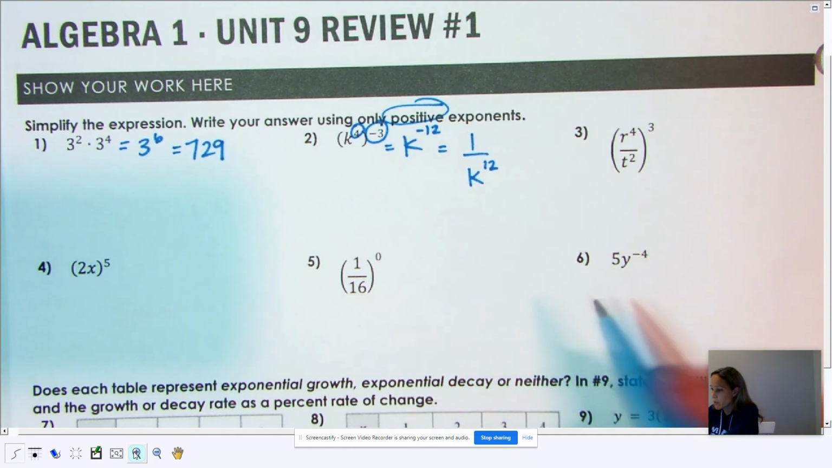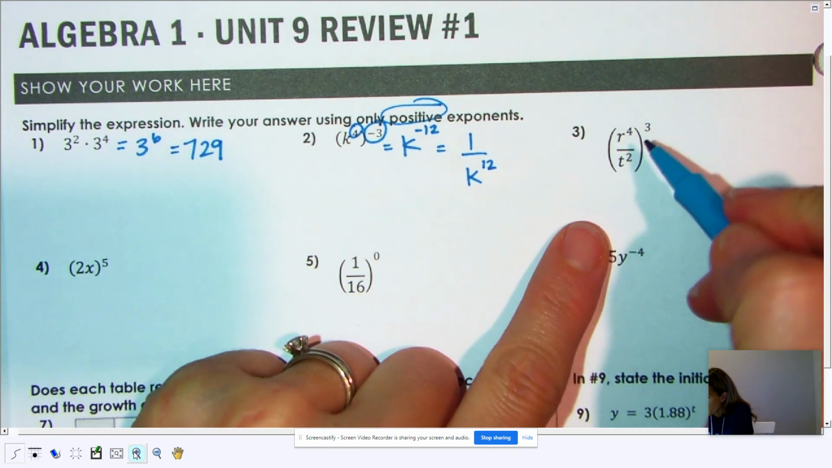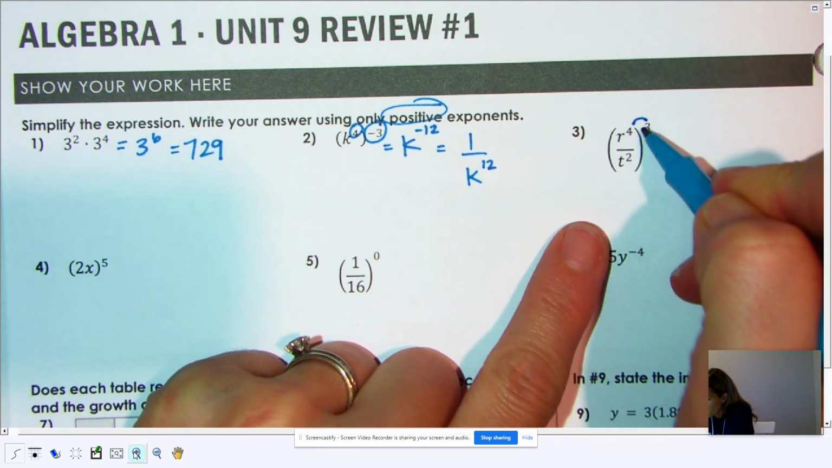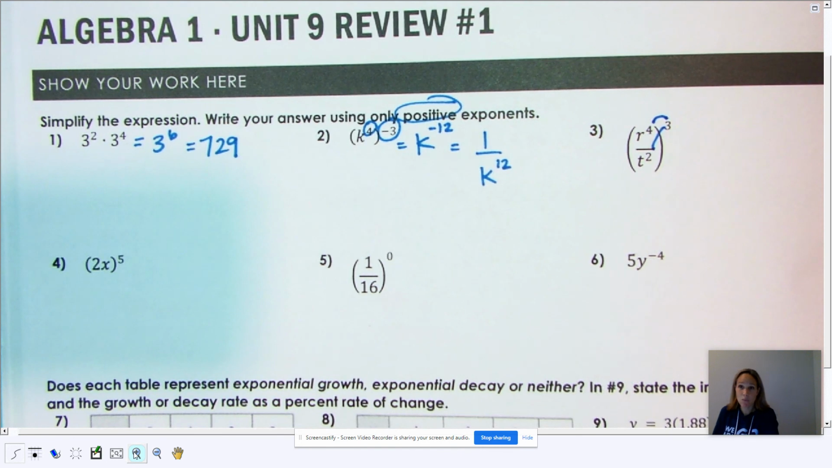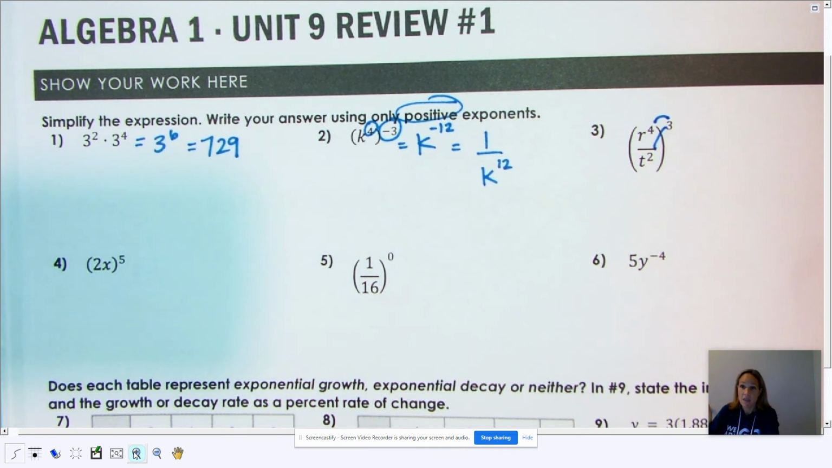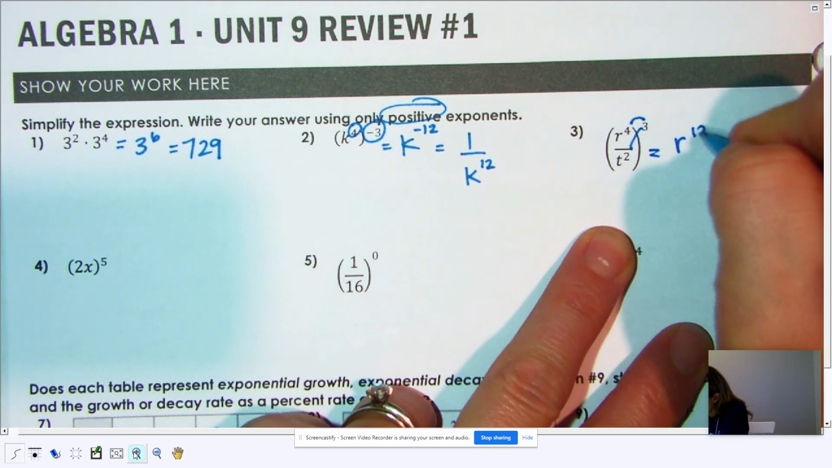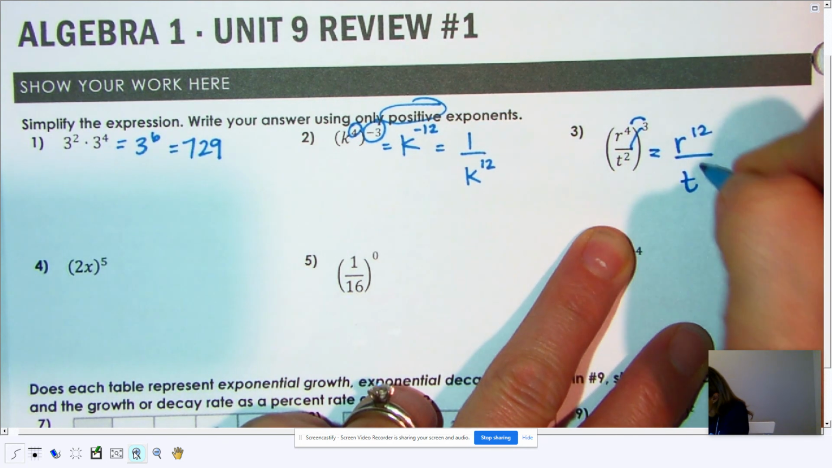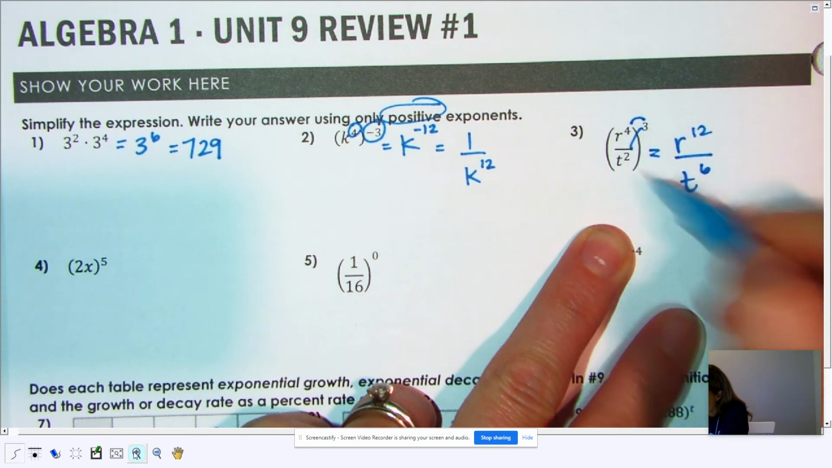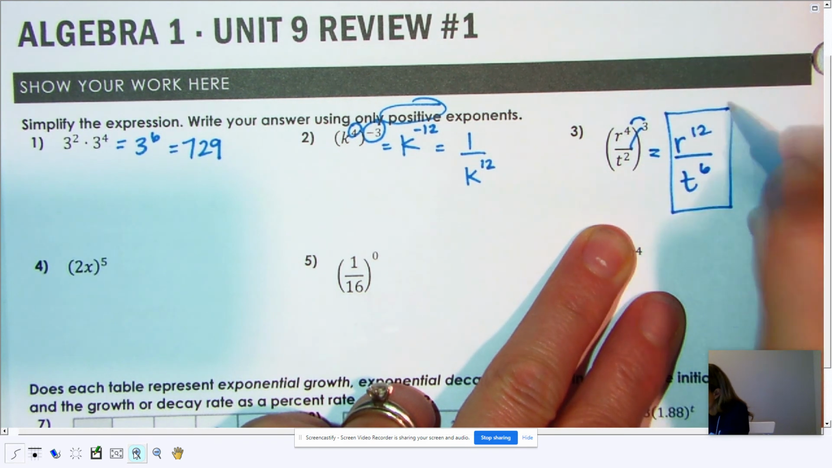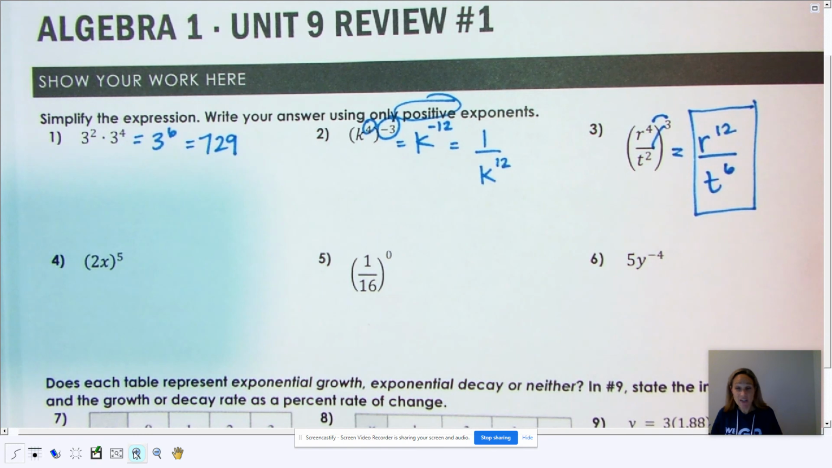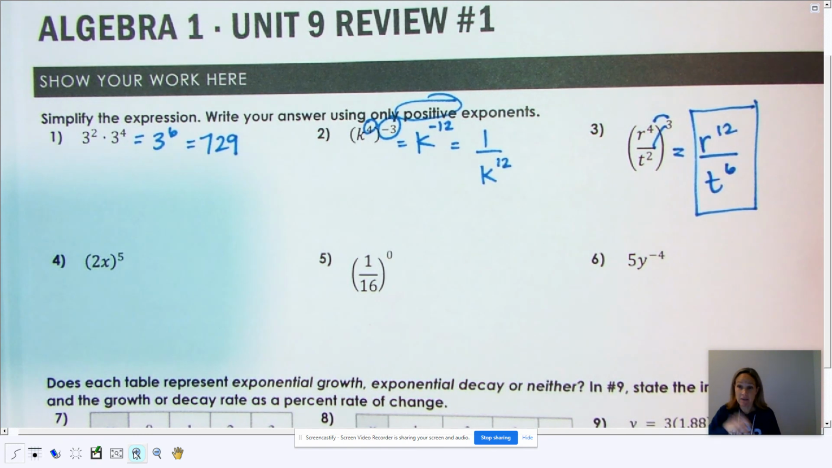So question number 3, we're going to do a power to both of those. So I multiply the exponents and then I leave it as a quotient. So I would have r to the 12 over t to the 6. So I'm just multiplying 4 times 3 and 2 times 3. And since they are different letters, I cannot reduce them at all. So I just leave it like that.